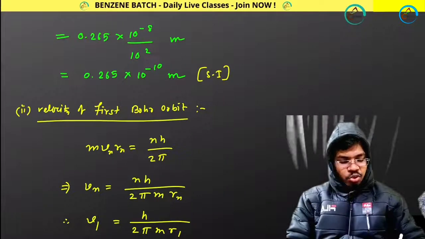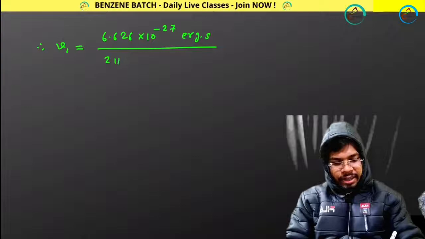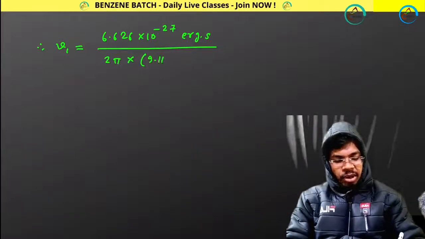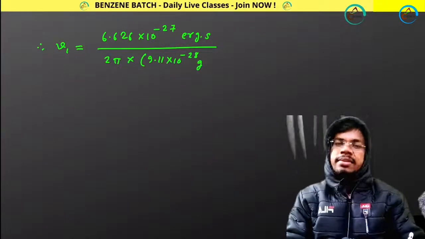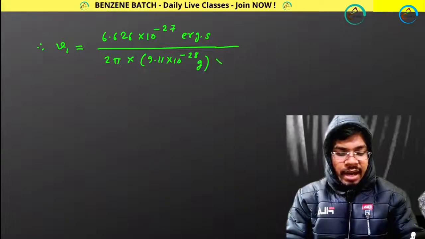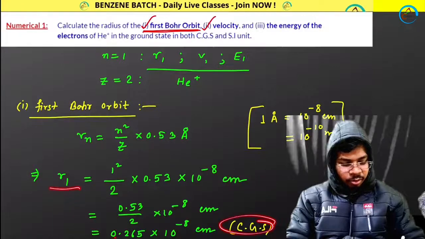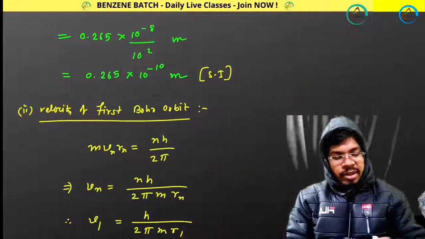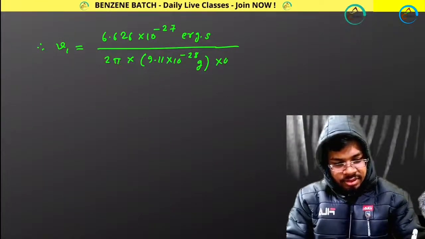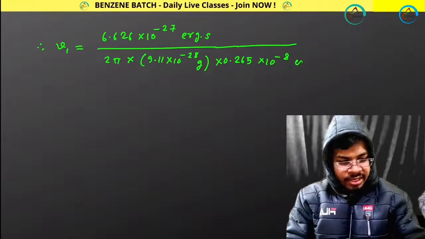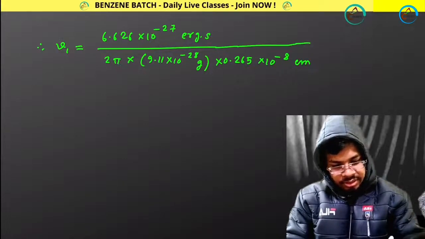Then here it is 2 pi m R1. 2 pi multiplied by m. m means mass of electron. What is that? 9.11 into 10 to the power minus 28 gram. I am taking it in CGS. And finally it is R1. What is the value of R1 in CGS? The R1 value in CGS is 0.265 into 10 to the power minus 8. So I have put all the values and the unit is centimeter.